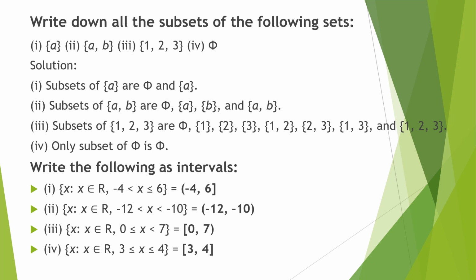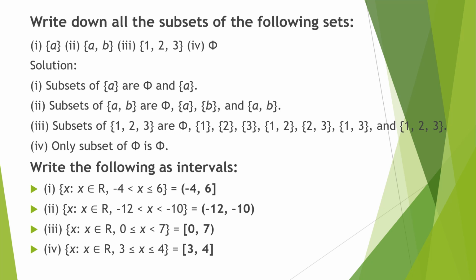Subsets of {1, 2, 3} are 8: set consisting of 1, set consisting of 2, set consisting of 3, set consisting of 1, 2, then set consisting of 2, 3, set consisting of 1, 3 and the set itself, which is 1, 2 and 3. Only subset of null set is null set. Now if there is an empty set, it has only one subset, which is the null set.